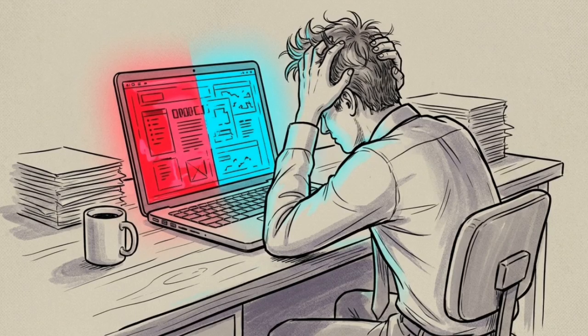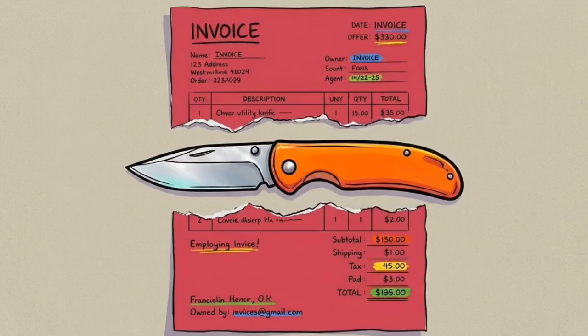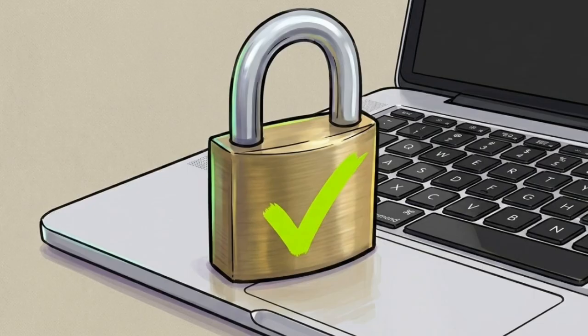Right now, we are stuck making a choice we shouldn't have to make. We either expose our data to get the job done quickly, or we drain our budgets to keep our files private. Knife PDF was built specifically to eliminate that trade-off. It offers a way out of the subscription trap without compromising your security.